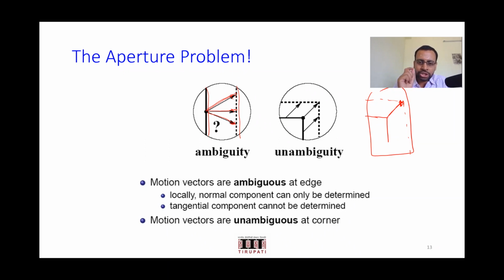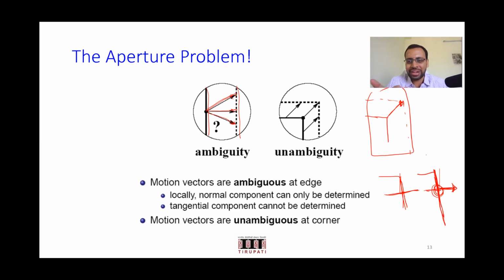For example, motion vectors are ambiguous at an edge. We are just slightly rephrasing what was mentioned. Locally, only the normal component can be determined; the tangential component cannot be determined. Again, you look at it in terms of an edge. Here is also an edge. I have taken a point here. This way you could say that this point will be here on this part only. That means the normal component to the edge, this is a normal, you can say where it gets mapped. But the tangential component can be any point across the edge. That's all it means.